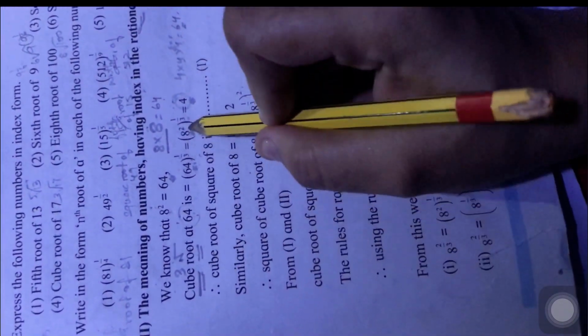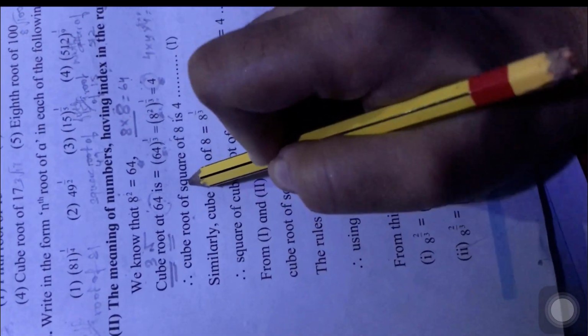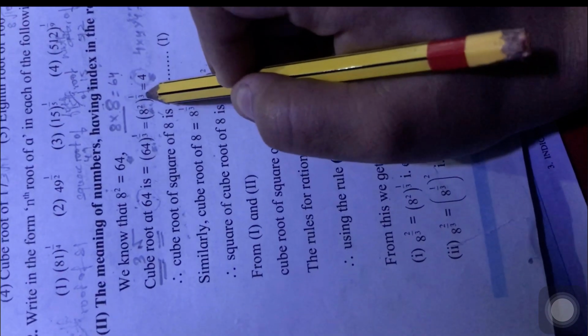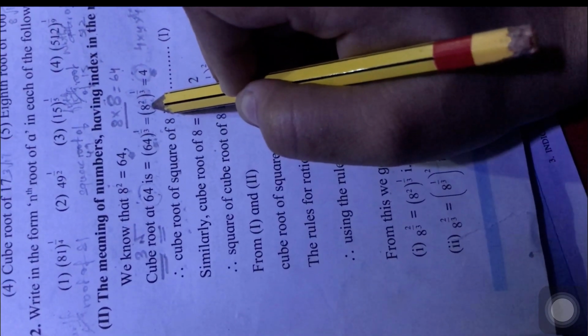I hope this statement is clear. Now, therefore, the cube root of the square of 8. Are you getting it, students? Cube root means this 1 upon 3 of the square of 8 is 4. Understood, students? The cube root of the square of 8 is 4. This is our first, we will number it as first.